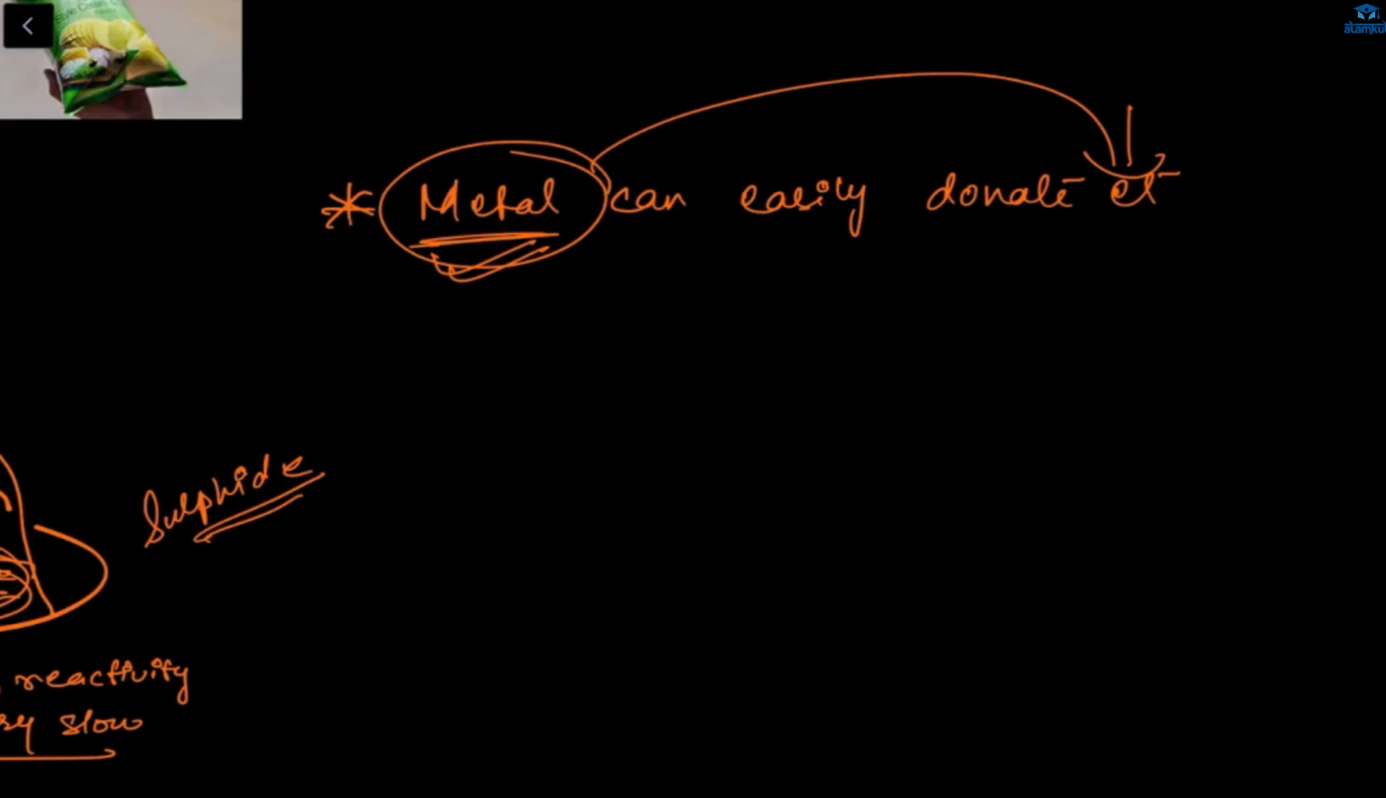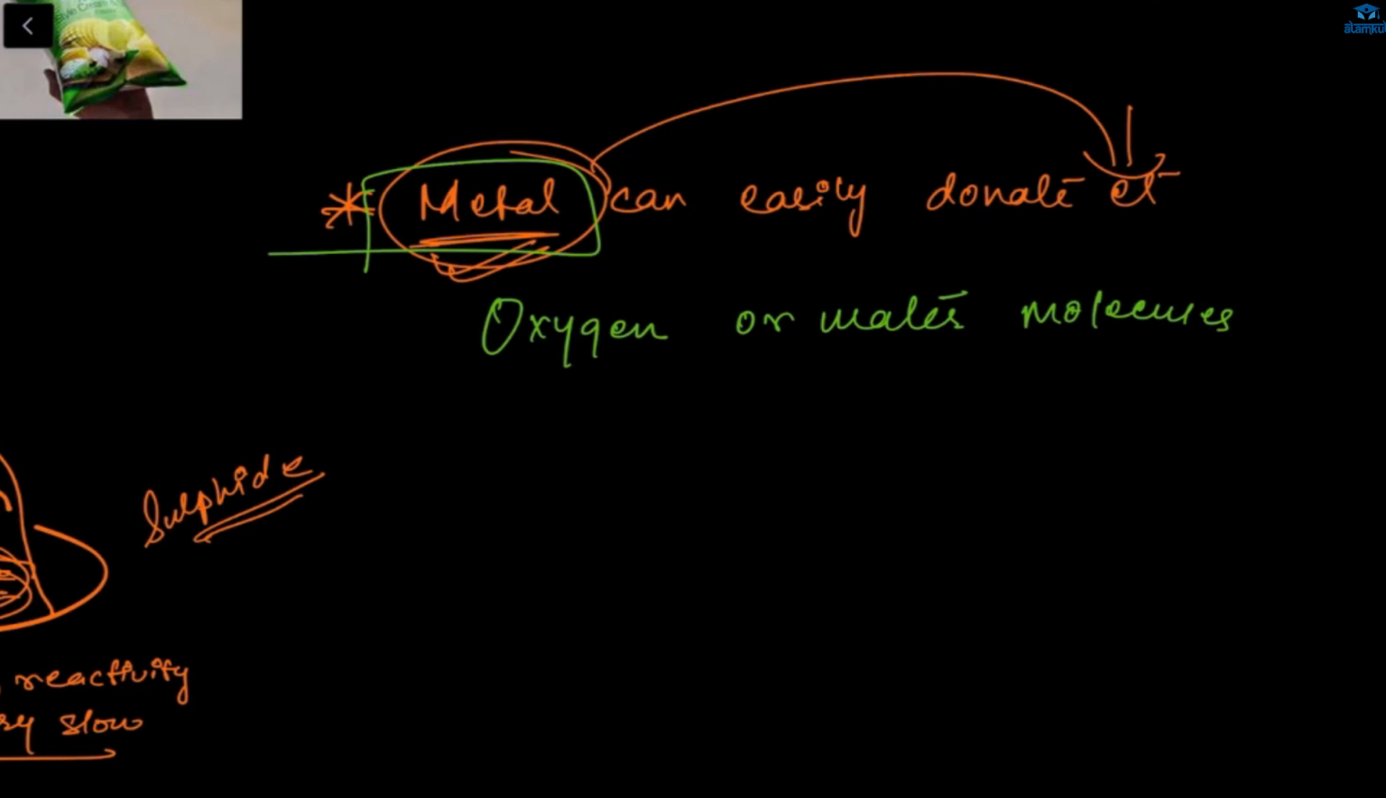So the oxygen and water molecules present in the environment will say, I want someone who will donate me the electron. And here is the metal. Metal has a property of donating electrons. So they will easily react with metal because they want electrons.